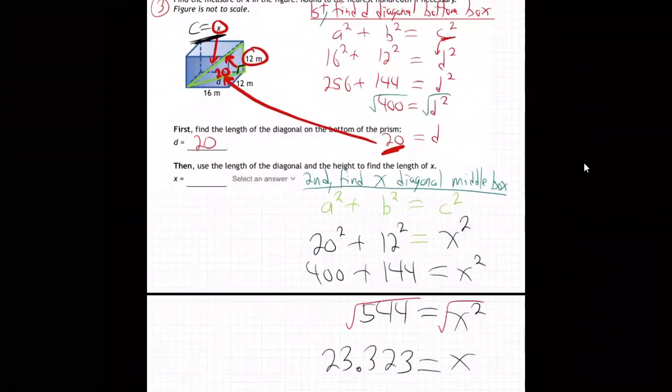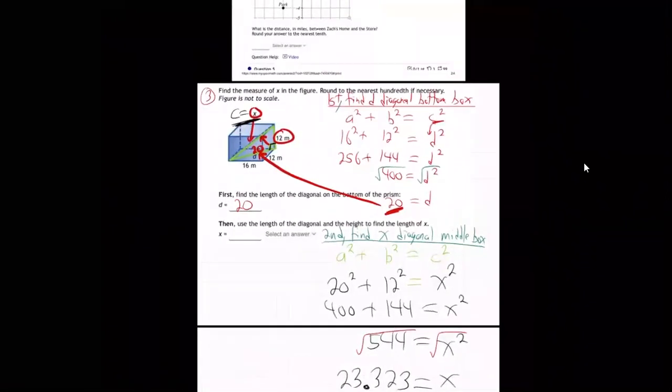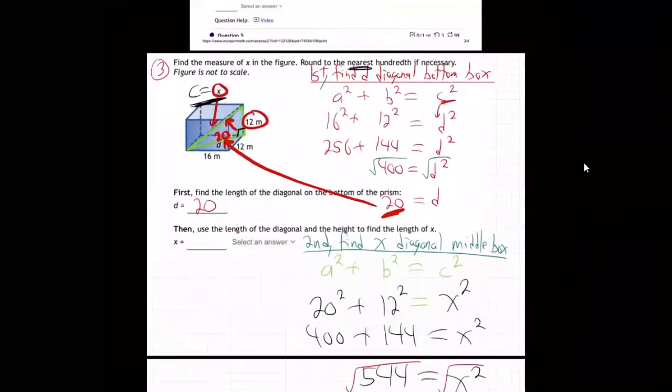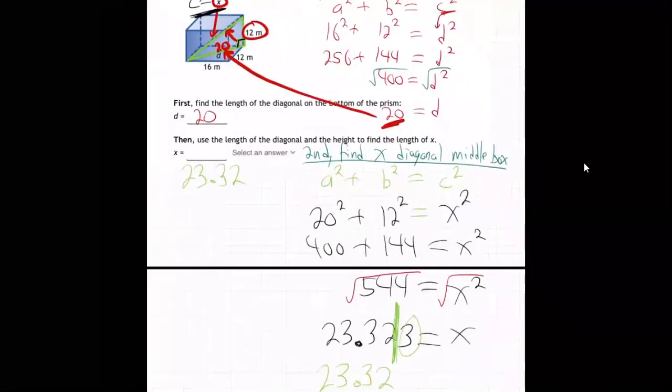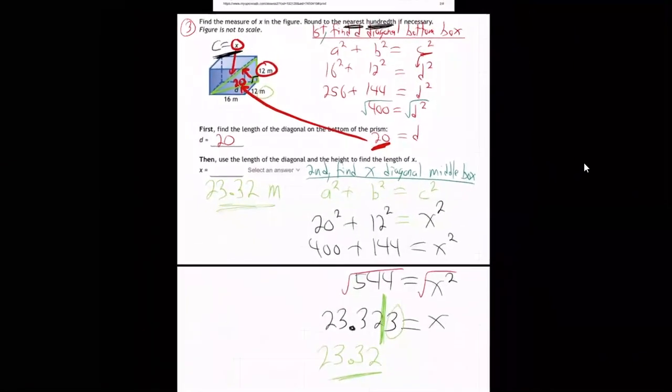23.3238. And it says round to the nearest hundredth up there. So two places, two decimal places. So I'm going to go, okay, cut it right there, two places. So this is a 3. If it was 5 or more, I'd round up. So I just leave it 23.32. So that's my answer, 23.32. And then you choose the units. In this case, it's meters. Mine are meters. You might have a different kind of unit, 23.32 meters.